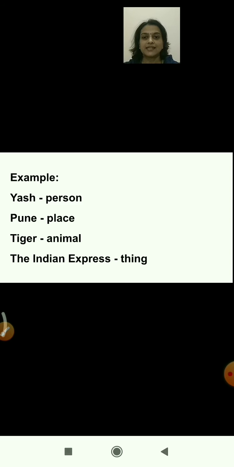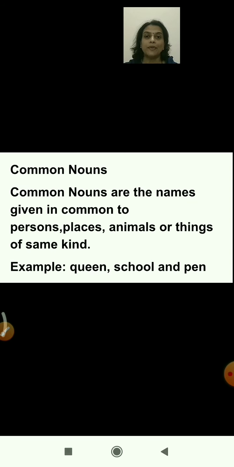Next, we learned about common nouns. What are common nouns? Common nouns are the names given in common to persons, places, animals, or things of the same kind. What are the examples? Queen, school, and pen. So these are the examples of common nouns.